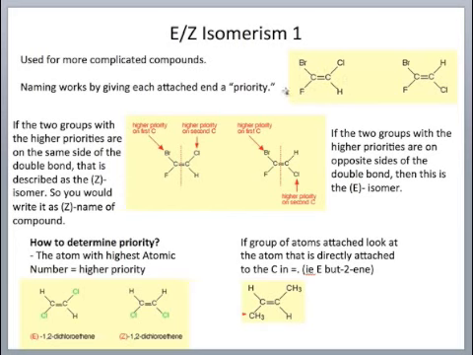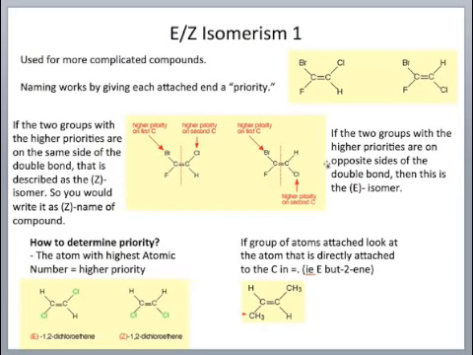Because they're not the same, we can't say, well, chlorine and fluorine. Therefore we use something called EZ, and this naming works by giving each attached end a priority. So if we look at this example here, bromine has higher priority over fluorine, and on this side the chlorine has a higher priority over hydrogen. So because both of the higher priority groups are on one side, this would have a Z prefix.